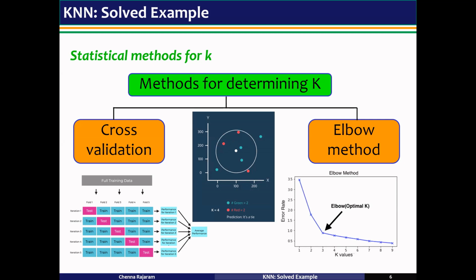The second method is the elbow method. We plot the model error rate or accuracy for different values of K. As the value of K increases, the error usually decreases initially. Here you can see the graph below. However, after a certain point, the error rate starts to decrease more slowly. This point where the curve forms an elbow is considered as the best K.